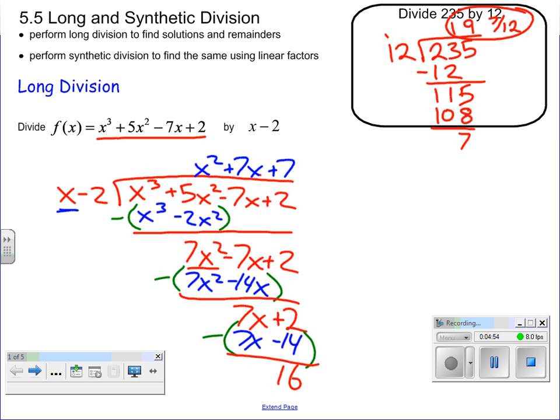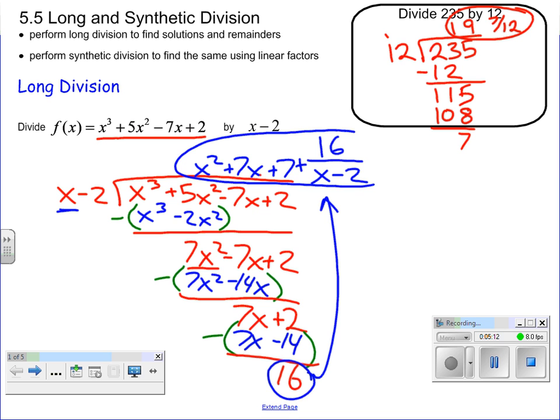We can't divide anymore. So what do we do with that 16? Just like you did with the numbers, you take the remainder and you show it up here. So you write 16 on top of your fraction, and on the bottom, you write what you divided by. So what we have here is this polynomial: x minus 2 goes into this polynomial this many times.